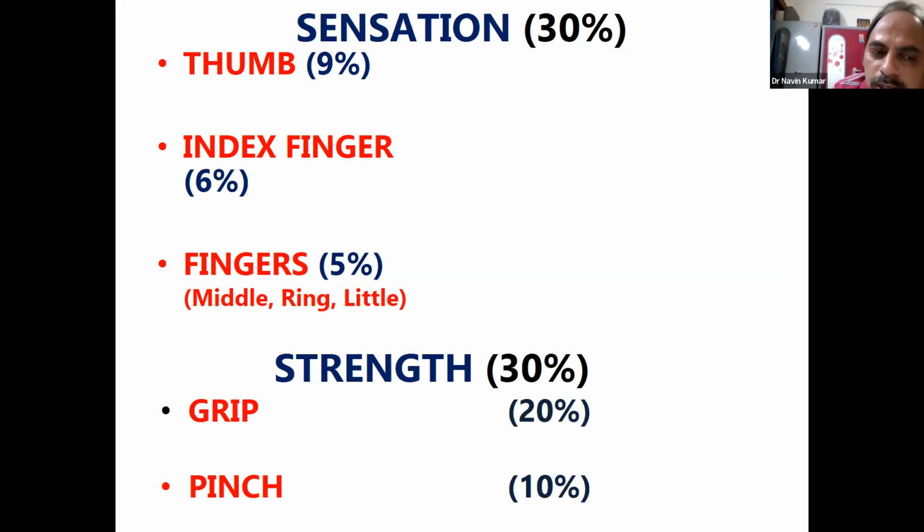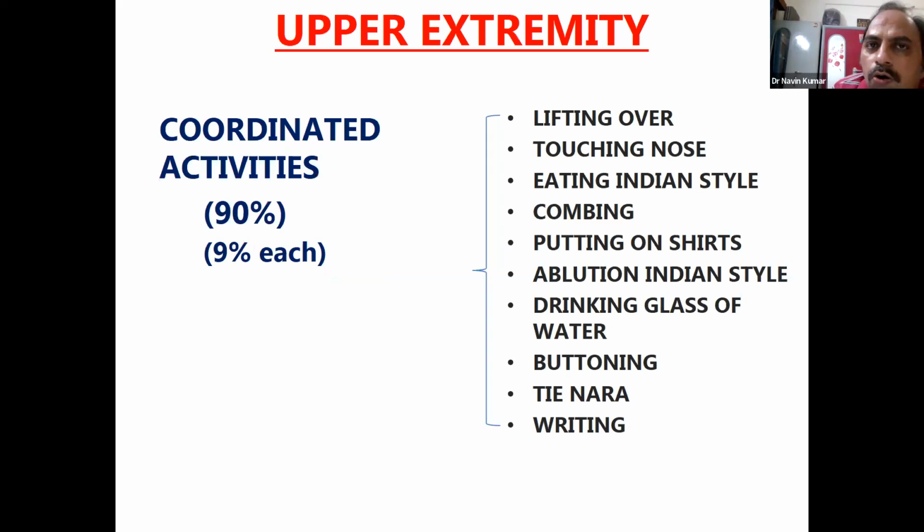Then strength: the total is 30, and grip strength weightage is 20, and pinch is 10%. Ideally, this should be assessed by a dynamometer. Otherwise, if a dynamometer is not available, we can assess clinically also. Now there are some other things also, other than mobility and strength.